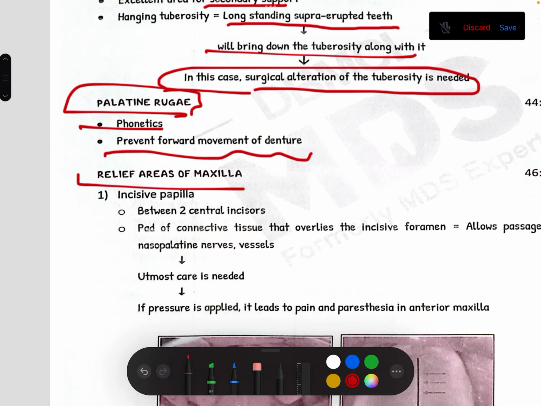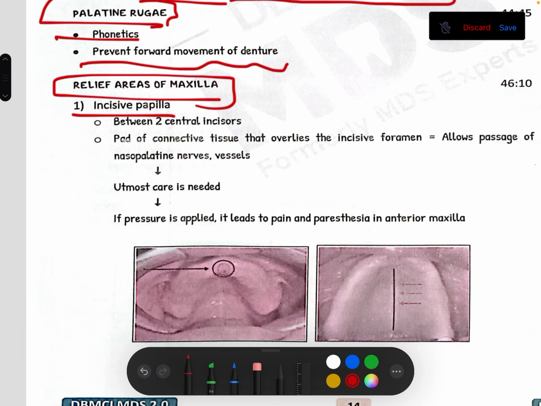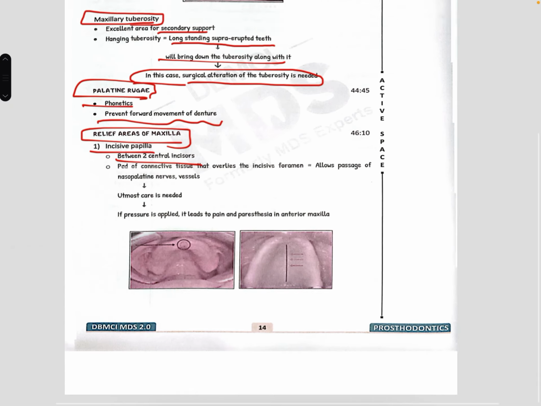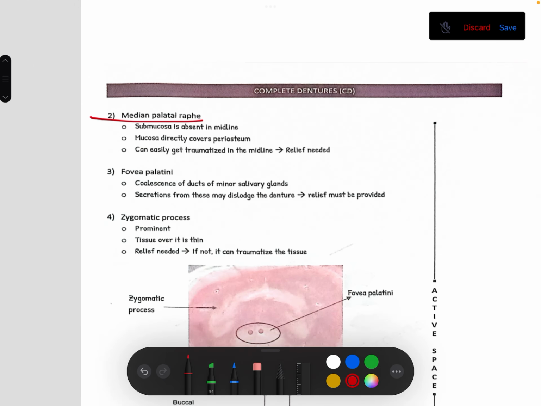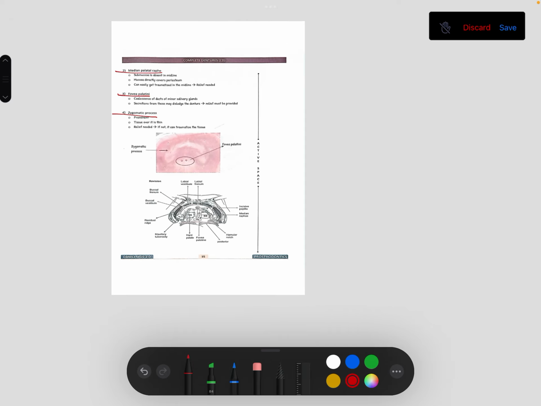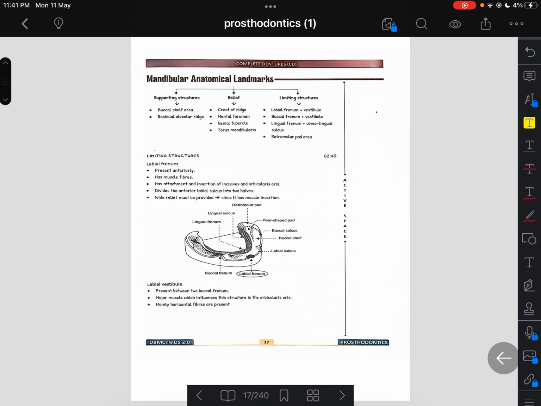Now, relief areas of the maxilla. What are the relief areas? Those are not stress bearing areas and they have to be relieved. The first one is the incisive papilla. Incisive papilla is between the two central incisors, right? So that has to be relieved. Next is mid palatine palatal raphe. Next is fovea palatini, zygomatic process. Okay, so we need to provide relief to these areas. So that is for the topic.